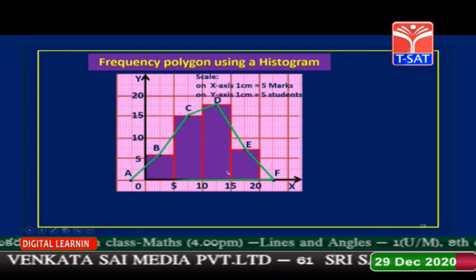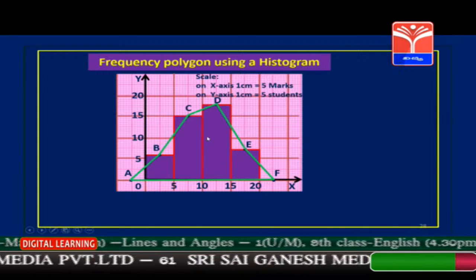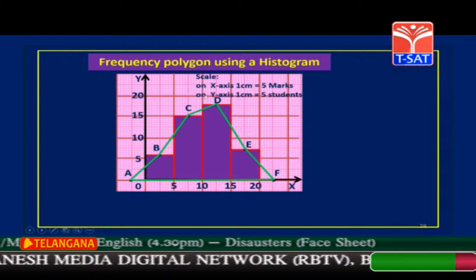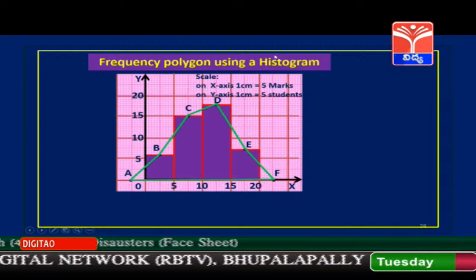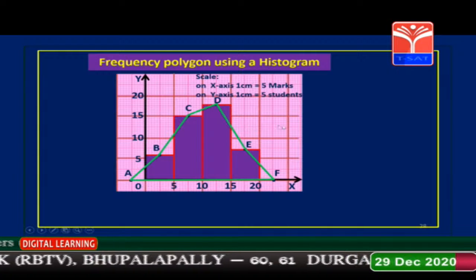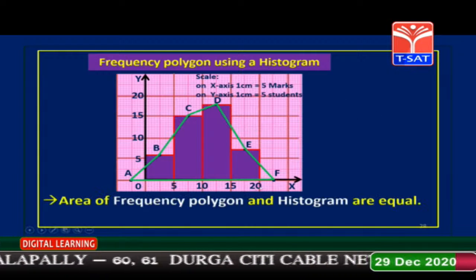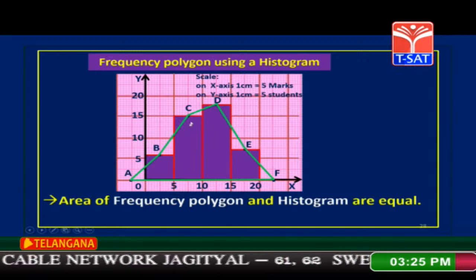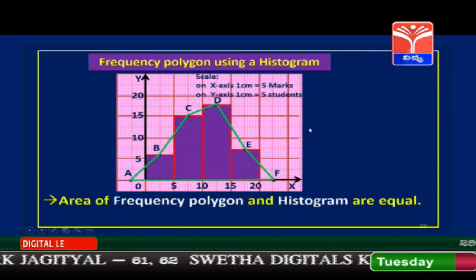Mathematically I can say that this frequency polygon and histogram have the same area because they are constructed for the same data. So using a histogram like this we have to construct a frequency polygon. The area of a frequency polygon and histogram are equal for this data. For the same data, when they are constructed, their areas will be equal.